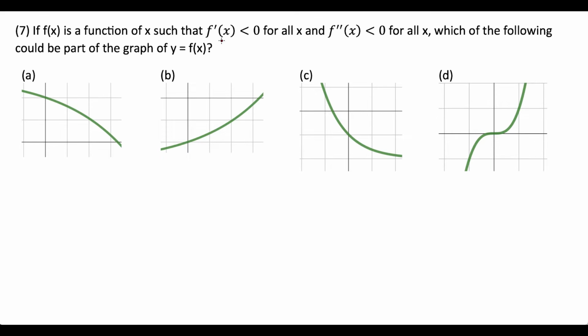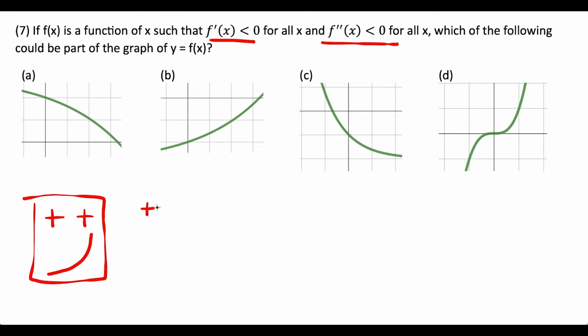So for question 7, you have to know a little bit about curve sketching. When you have f prime is negative and f double prime is negative, I like to think of these as the 4 emojis. But what we have is when we have a positive first derivative and a positive second derivative, our function is going to be increasing and concave up. So this is what the first shape would look like. If you had a positive first derivative and a negative second derivative, you'd be increasing but concave down.